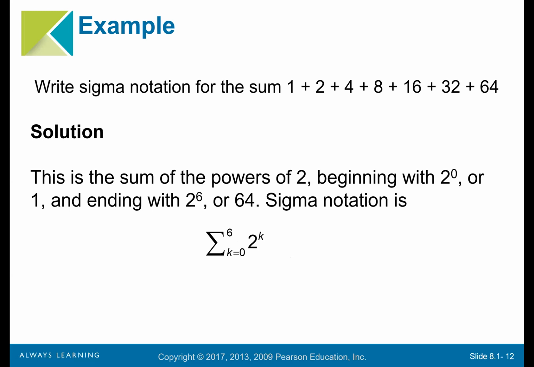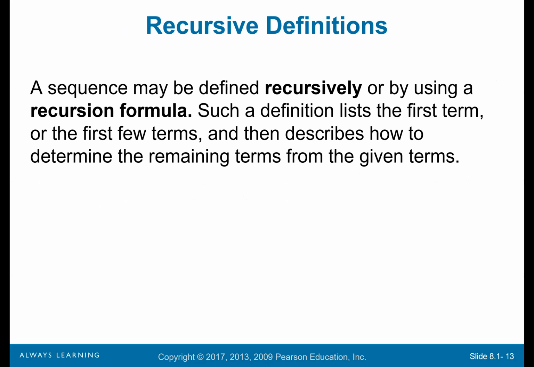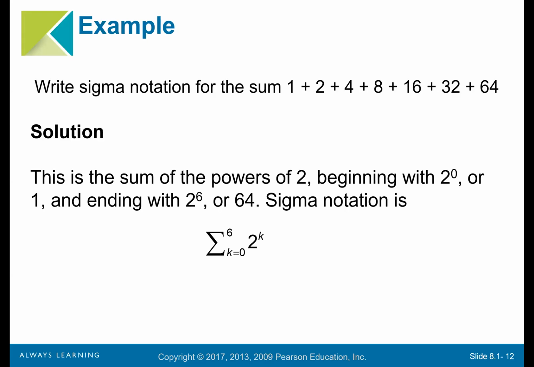So on this, they have 2 to the k power, because anything to the 0 power is 1. That's why they started with 0 instead of starting with 1. I'm going to show you another way we could have written the same sequence after we go over this, because it doesn't matter as long as when you check it, it generates the correct numbers. Okay, let me switch to my document camera.